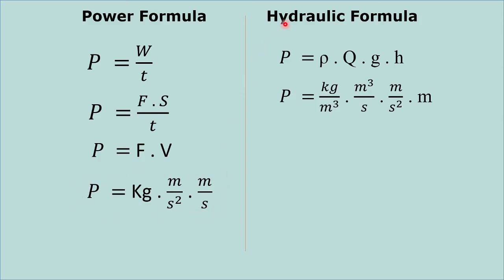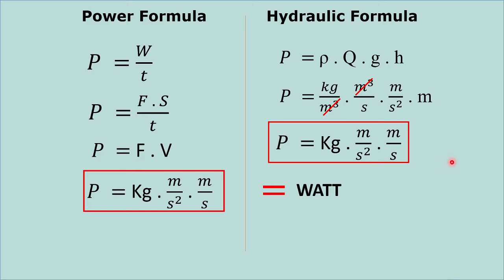Now let's see the hydraulic power formula. The hydraulic power is equal to the density of water times flow rate times acceleration of gravity times head. The units are kilogram per cubic meter for density of water, cubic meter per second for flow rate, meter per second squared for acceleration of gravity, and meter for head. If I eliminate the cubic meter, it will be the same unit as the power formula, with the unit in watt. To understand this formula, now we see a simple example.